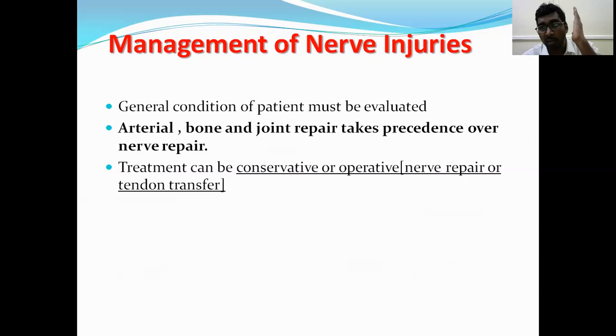So first you have to repair arteries and maintain the viability of the limb. Later you have to do bone and joint repair, and after that you have to do nerve repair. The treatment can be conservative or operative. Operative means you will do complete nerve repair, or in late cases tendon transfer is done to replace the function of the injured nerve.